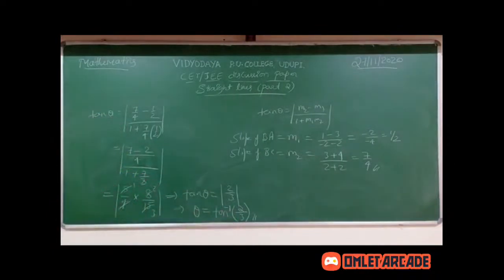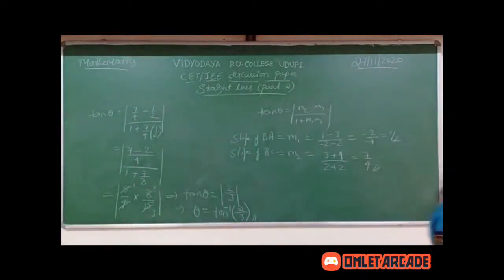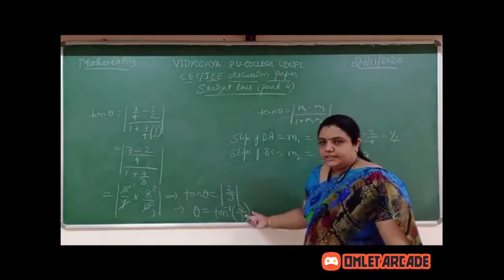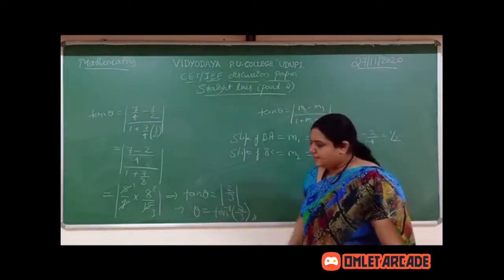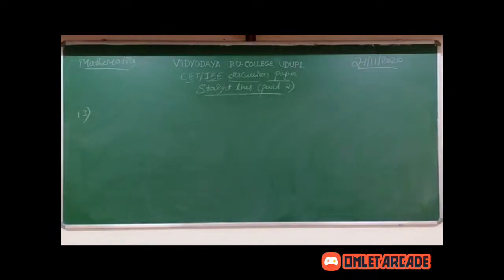Of 2 by 3. Is it option 2, students? Option 2 is the right answer. Very simple. To find the angle between two lines, first you have to find the slopes. Then easily you can consider the formula. And the last thing you should know: here we need theta, right? We don't need tan theta. So theta is tan inverse of 2 by 3. Option 2 is the right answer.